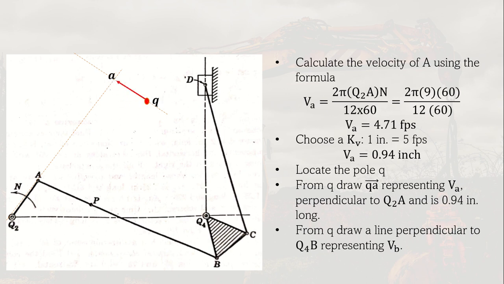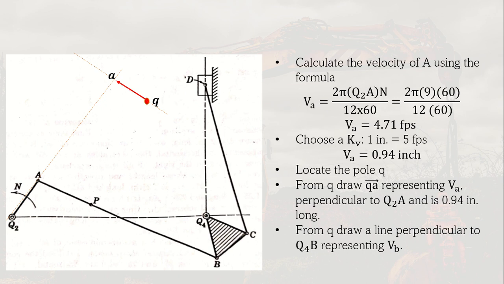As you can see here, the length of this QA is equal to 0.94 inch, because that is the value of the velocity of A. So the QA is perpendicular to the line joining Q to A in the actual drawing. That's what we mean by drawing QA representing VA perpendicular to Q2A and is 0.94 inches long.